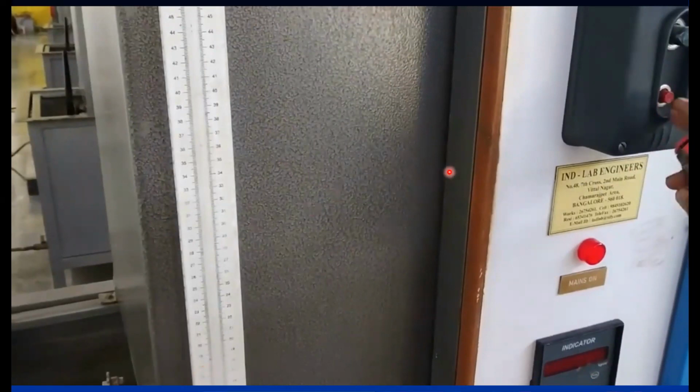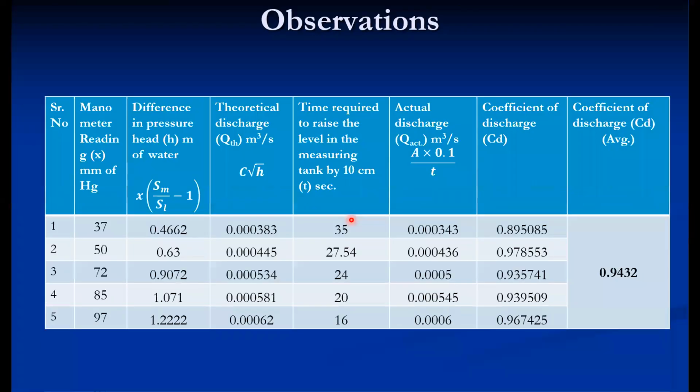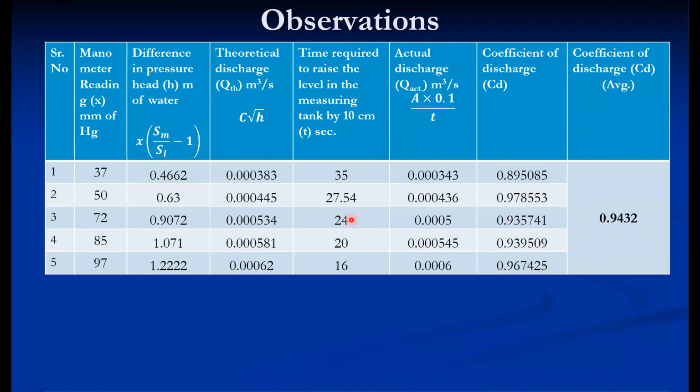So we got two readings, that is the pressure difference as well as the time. Repeat this procedure for the remaining flow rates, and accordingly we write the observation table. Five readings are taken. For each reading, we have measured the deflection of the manometric fluid in mm of Hg, because this is a U-tube differential manometer.